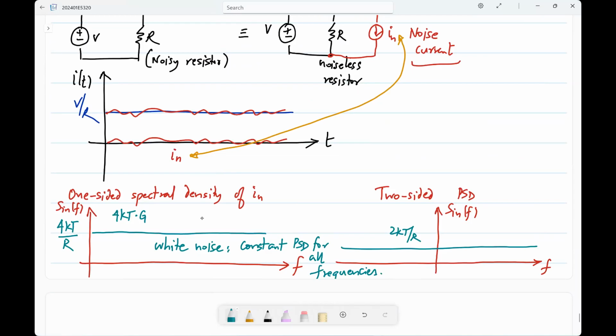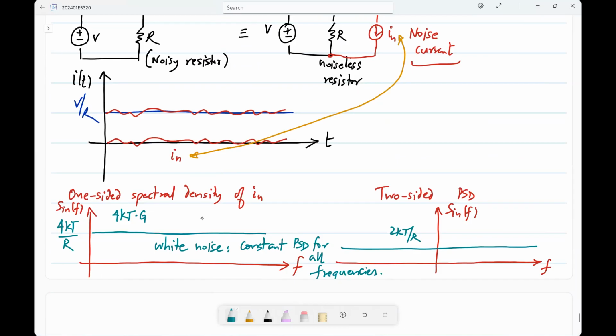Any questions? So now, what is the variance of this noise? What is the variance of this noise current? How much is it? What is the expression for variance? 0. Why? Why is the variance 0?